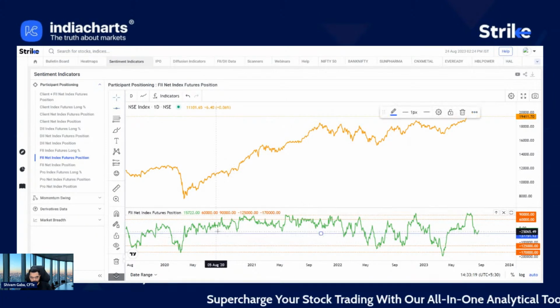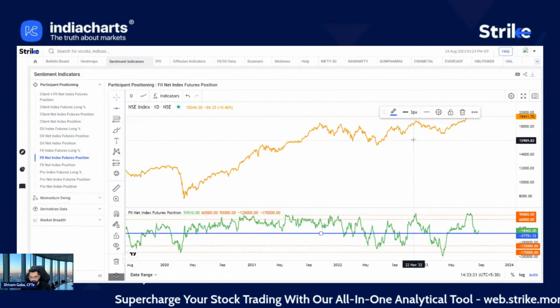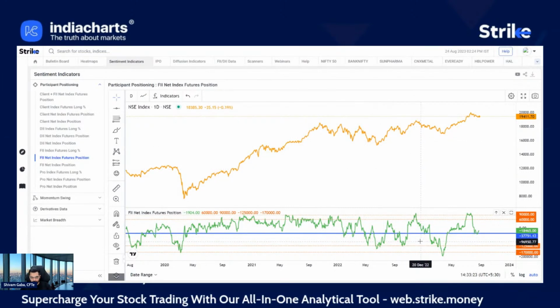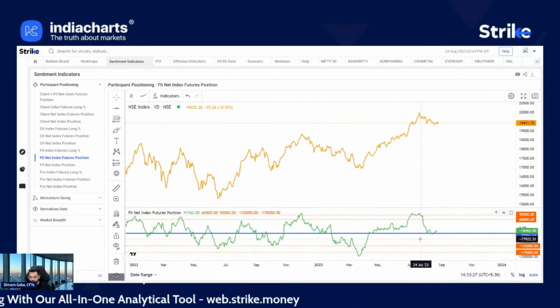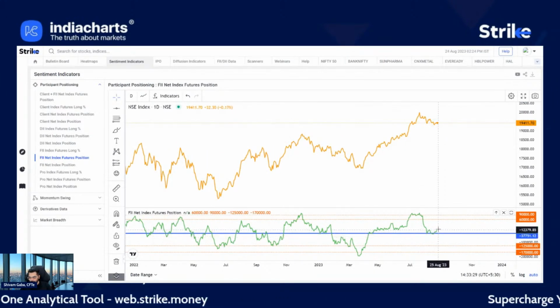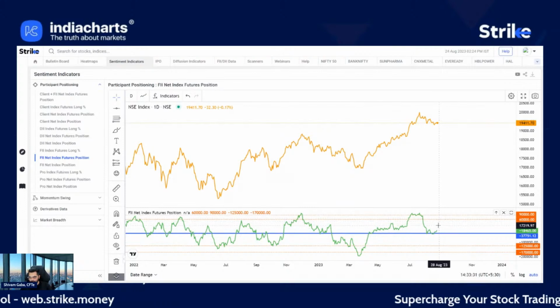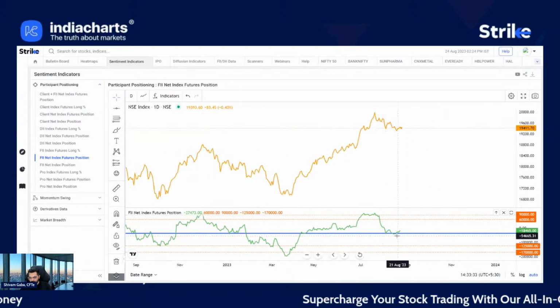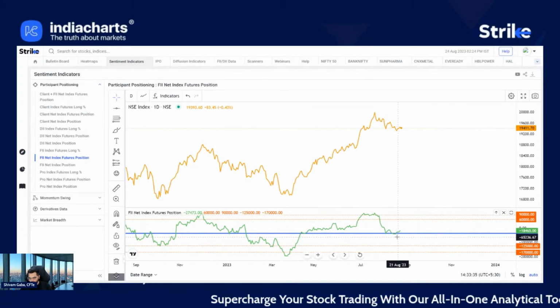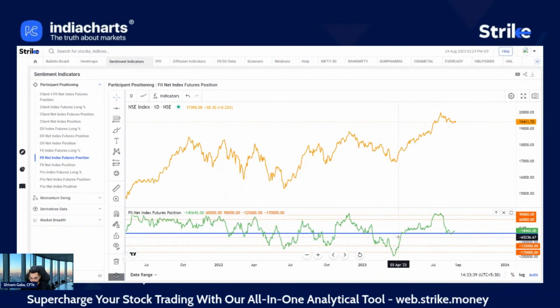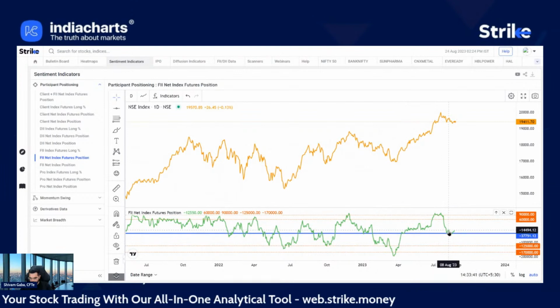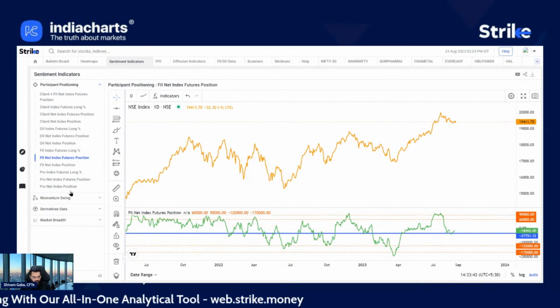If we draw a line here, we've been watching this line to hold and for them to start cutting onto their shorts and go back above zero, or probably build more longs into this rally. So yeah, as of yesterday, it seems to be reducing slowly. Now let's see how the data comes in today, whether or not there is further reduction in the shorts or not.